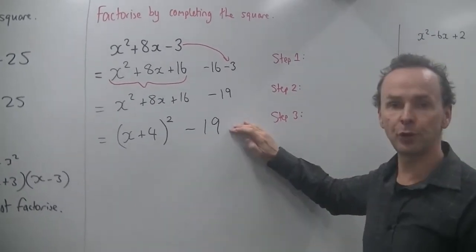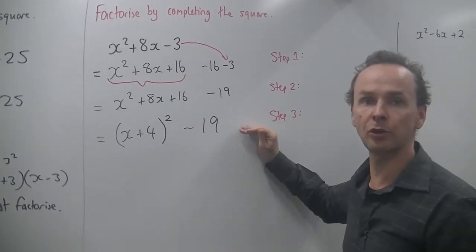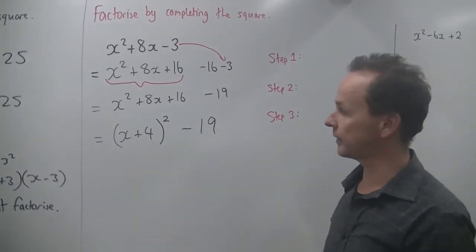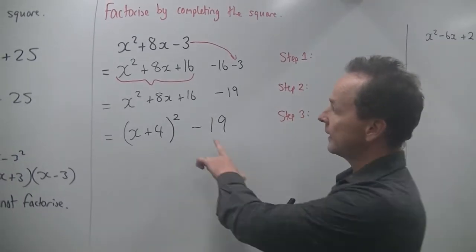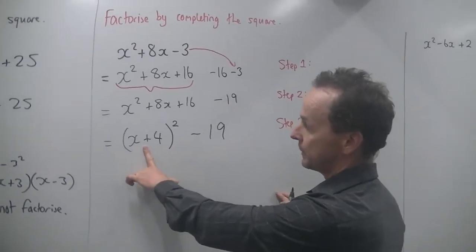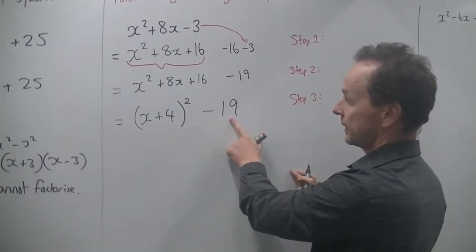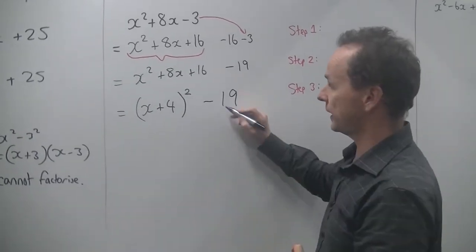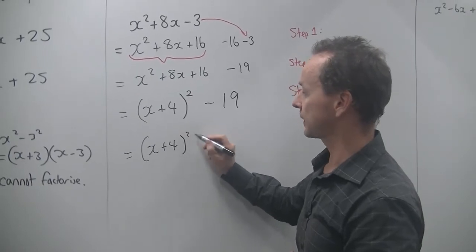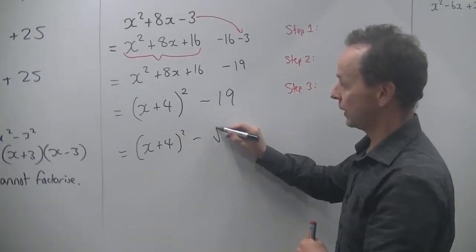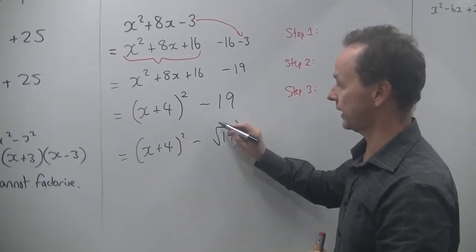So this step, just for your interest, is called turning point form when we do graphs. But you don't need to know that just yet. But just in case I accidentally mention it, it's turning point form. Now we can factorise that because this is something squared minus something squared. But how do we turn that into something squared? We will change it. So x plus 4 squared minus, we can say square root 19 squared.